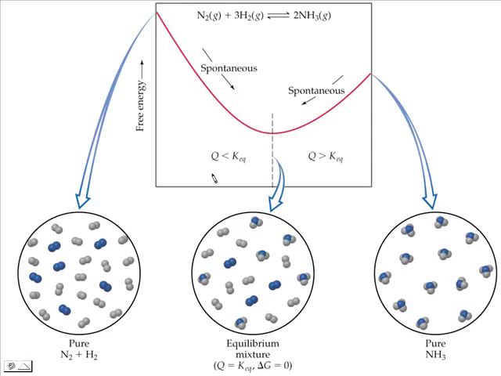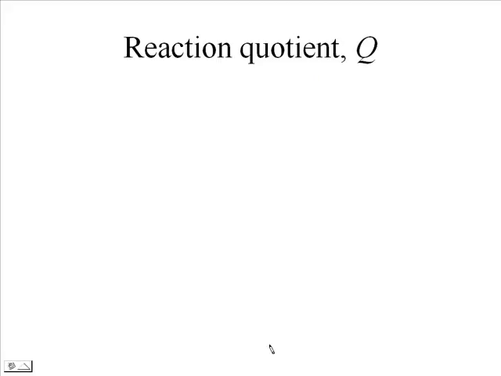Here's something that just kind of shows that again, where you start with pure nitrogen and hydrogen. As that spontaneously goes in this direction, you have Q becoming greater to reach KEQ. If you start with pure NH3, you basically get to a point where you're at equilibrium, where Q is equal to KEQ. And once you do that, then delta G is equal to 0.